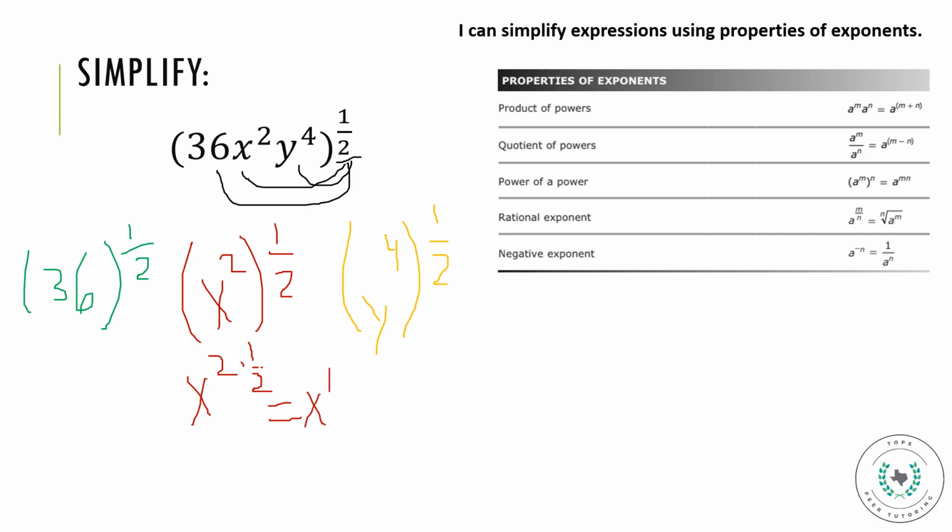Now this y value follows a similar pattern because we're going to do y to the power of 4 times half, which is the same thing as saying 4 divided by 2. Once you do that, you're left with y to the power of 2, or y squared.